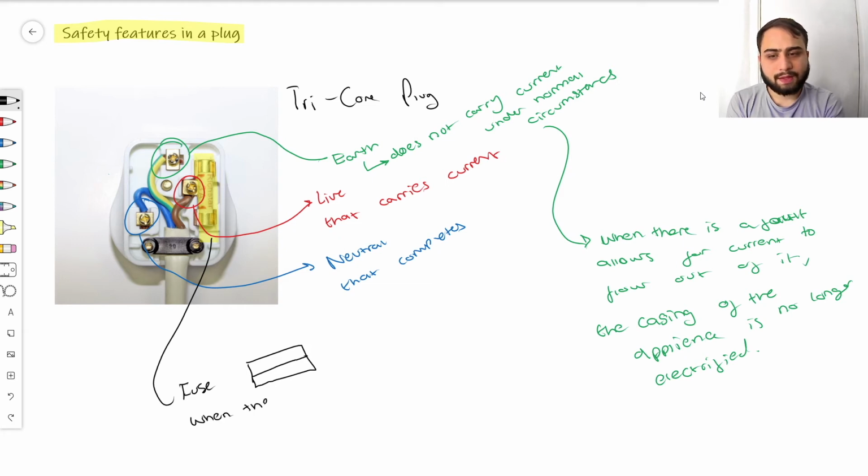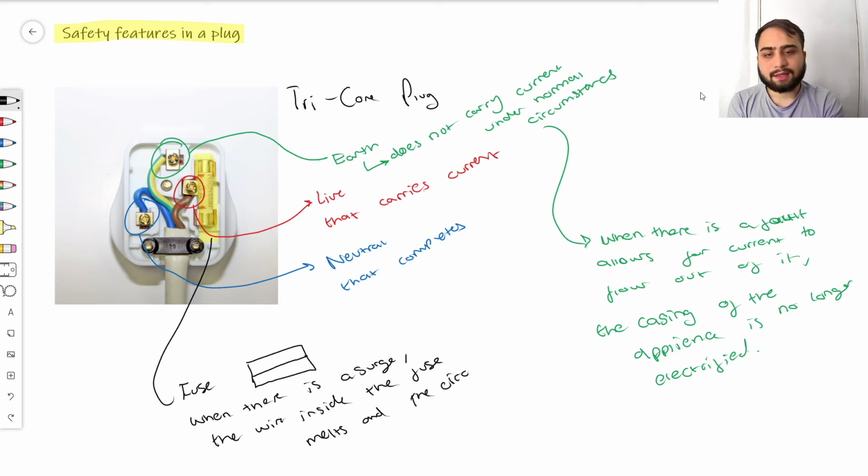So when there is a surge, which is a very short spike in the current flowing through the plug itself, such as when you turn the appliance on or off, or when there's a power outage and very suddenly there's a huge amount of power and then there's nothing, the wire inside the fuse melts and the circuit is broken.